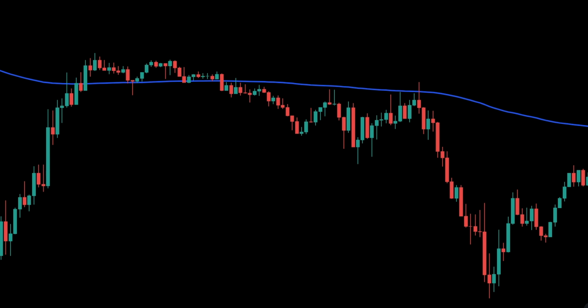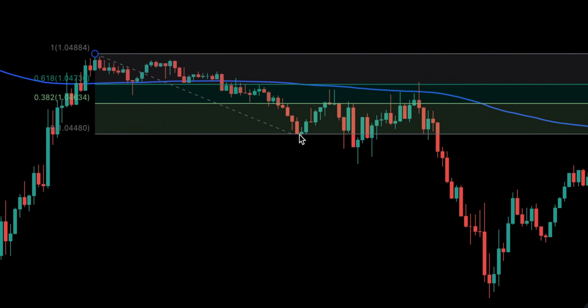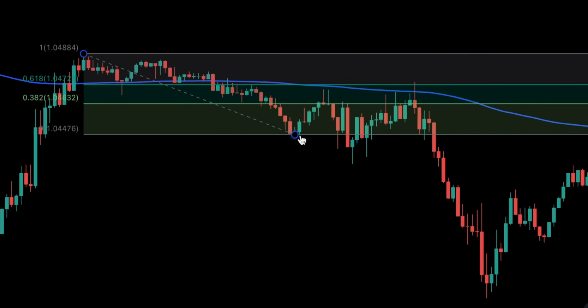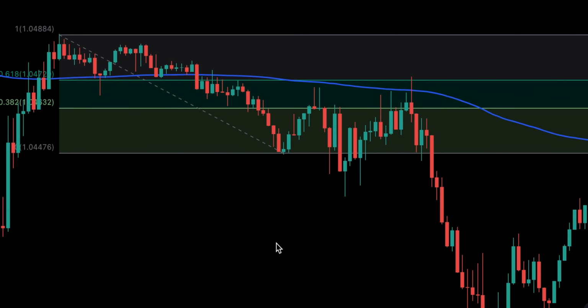First, we're only going to be looking to sell when the price action is closed below the exponential moving average. Second, we need to draw the Fibonacci retracement tool from the recent swing high to the recent swing low. Third, the price action has to pull back into one of these two Fibonacci levels, and it also has to touch the exponential moving average. As we all know, the EMA acts as a support and resistance, so this is literally a double confirmation that the price is more likely to reverse.